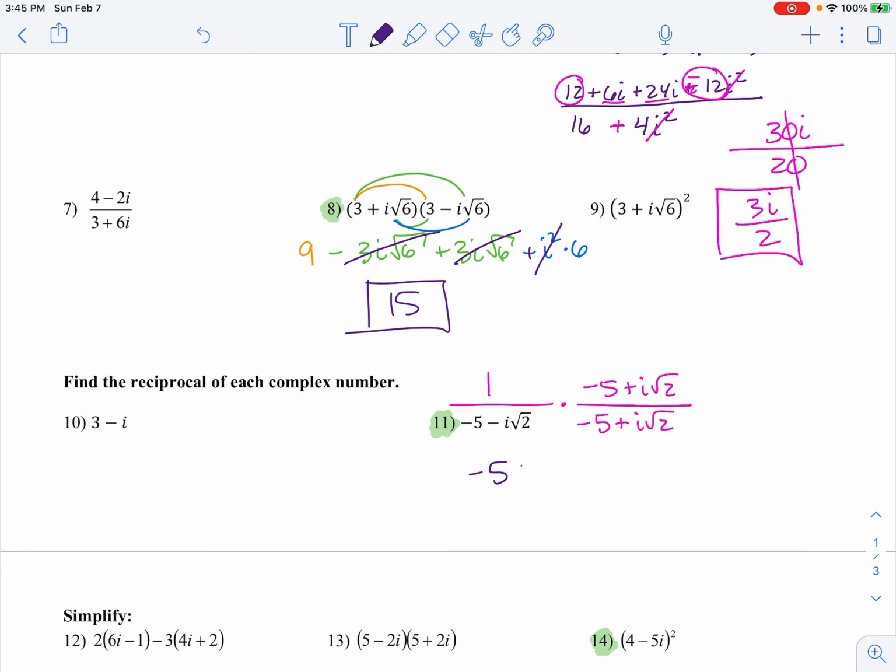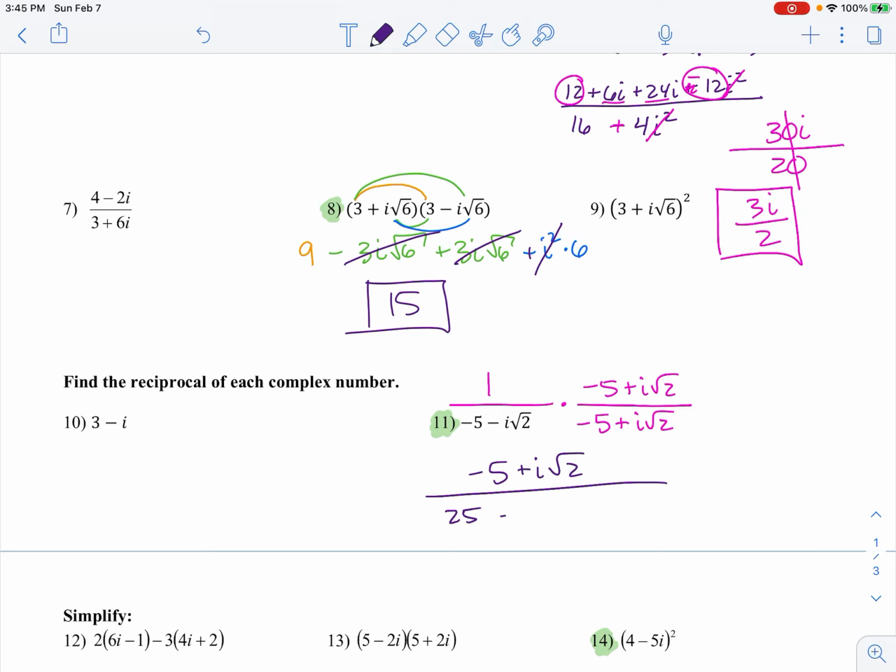and have my original thing left over. So I have i root 2 like that. Down on the bottom, I'm going to have to FOIL. Let's see, -5 times -5. Outside, inside are going to cancel. That's the whole point. That's why we chose the conjugates.